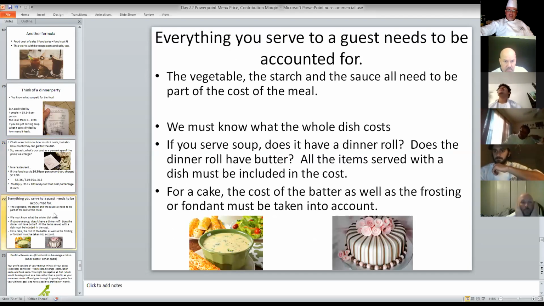Everything you serve to a guest needs to be accounted for. The vegetables, the starch, the sauce all need to be part of the cost of the meal. We must know what the whole dish costs, even the leaf of parsley. If you serve soup, does it have a dinner roll? Does it have a dinner roll with butter? All the items served with the dish must be included in the cost. For a cake, the cost of the batter, as well as the frosting and fondant, must be taken into account.